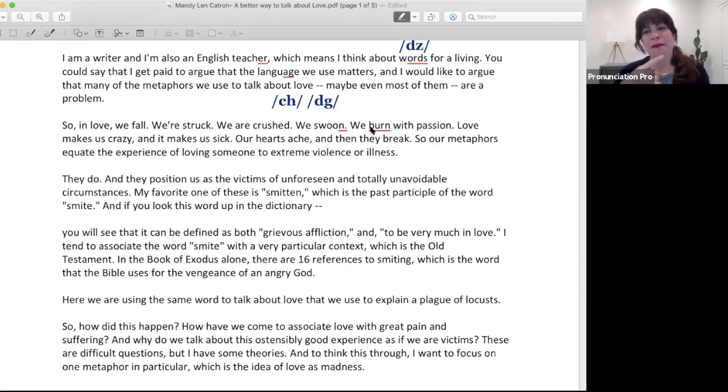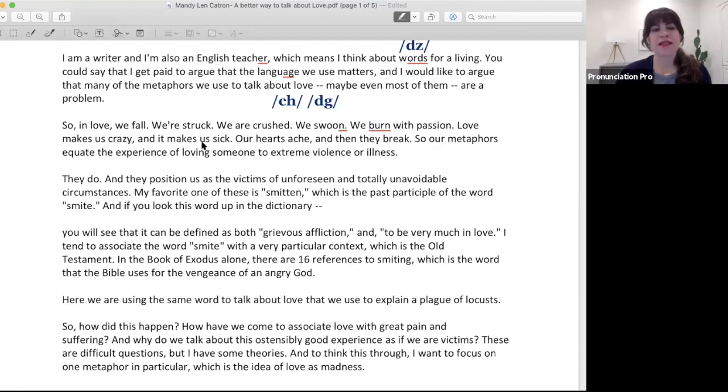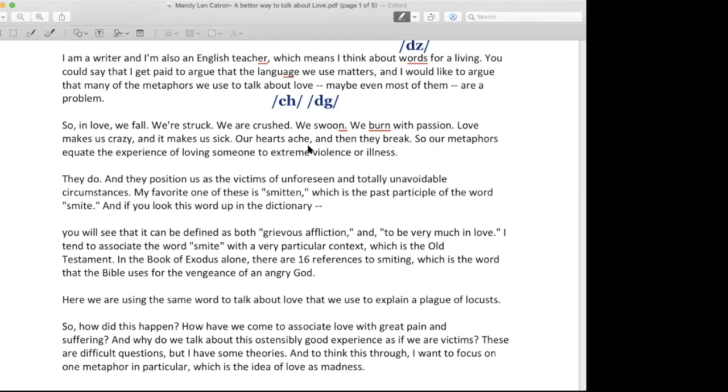Love makes us crazy, get that B. Burn. We burn with passion. Love makes us crazy, and it makes us sick. Do that one again: makes us sick. There you go. Our hearts ache, and then they break. So our metaphors equate the experience of loving someone to extreme violence or illness.